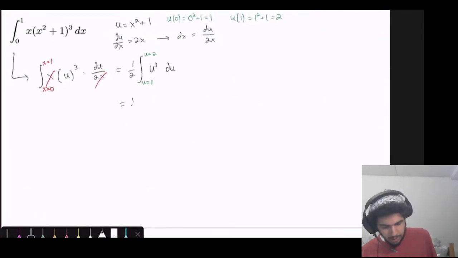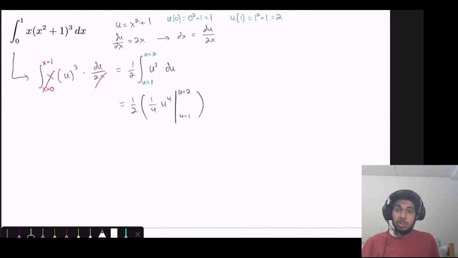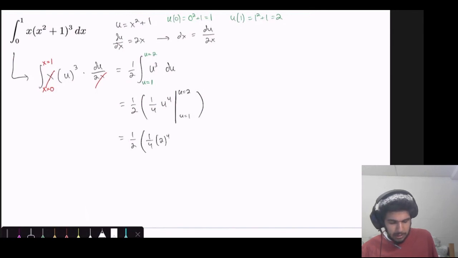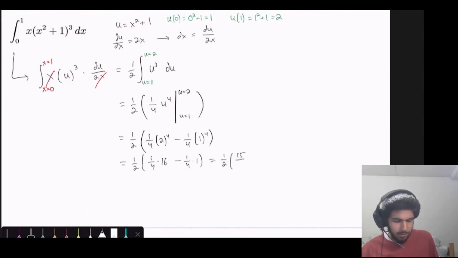So this will be 1/2 times 1/4 u to the 4th, and we're integrating that from u equals 1 to u equals 2. Now we'll just use the fundamental theorem of calculus. 1/2 times 1/4, plug in the top limit, and then we subtract what happens when we plug in the bottom limit. Let's compute this out. 1/2 times 1/4 times 2 to the 4th, which is 16, minus 1/4 times 1. That's equal to 1/2 times 15 over 4. That's equal to 15 over 8.